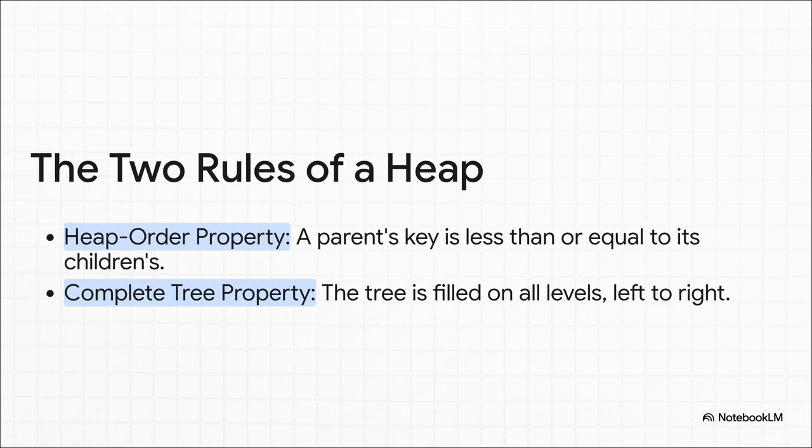The first one, the Heap-Order Property, is basically an org chart for importance. The boss, the most important item, is always at the top, and their direct reports are always less important. The second rule, the complete binary tree property, just means we're efficient. We don't leave any gaps. We fill the tree up completely from left to right.